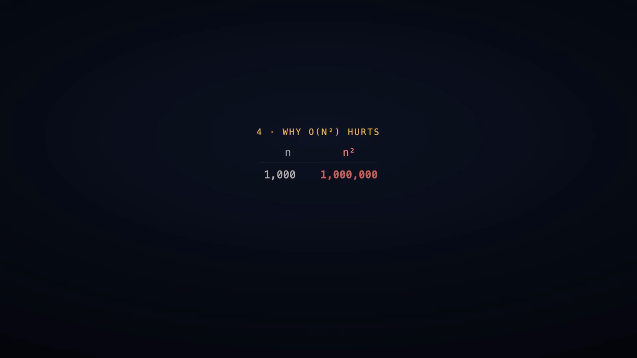A quick reminder on why n squared hurts. N is just the array's length. At n squared, 1,000 numbers means 1,000,000 steps. 10,000 numbers means 100 million. The work explodes as the array grows. Our target is O of n, work that grows in step with the array, not with its square.